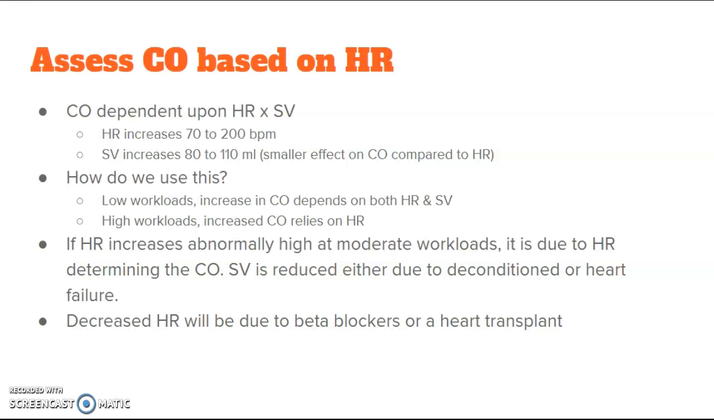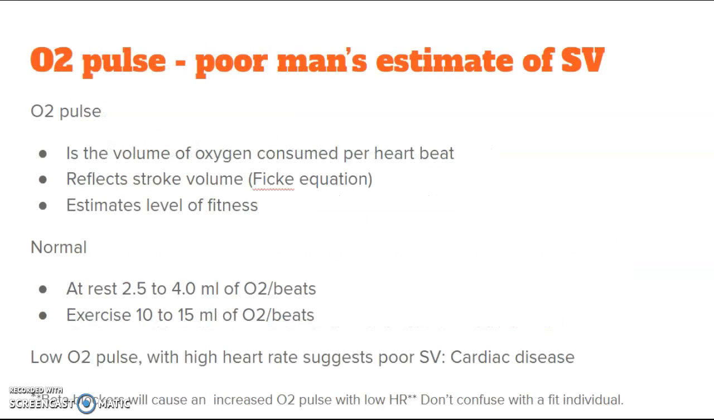If a patient has a decreased heart rate with exercise, it doesn't get up as high as you would expect, or it doesn't move hardly at all, that would be due to beta blockers, or the patient has had a heart transplant, so the sympathetic nervous system isn't even creating an effect on the heart, which is kind of cool. O2 pulse. This is known as the poor man's estimate of stroke volume.